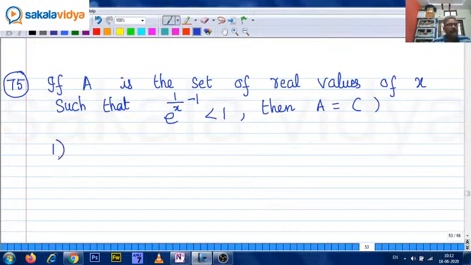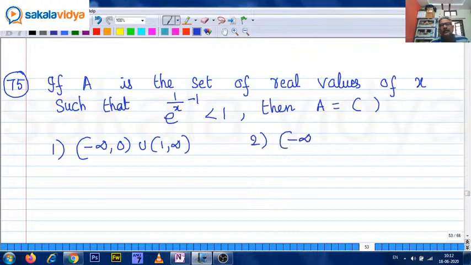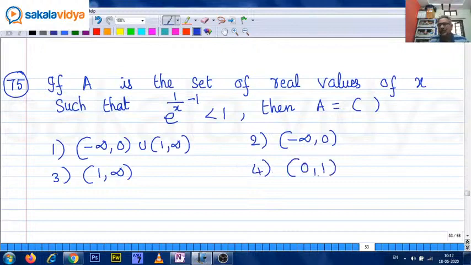First option, minus infinity to 0 union 1 to infinity. Second, minus infinity to 0. Third, 1 to infinity. Fourth, 0 to 1. This is the question.